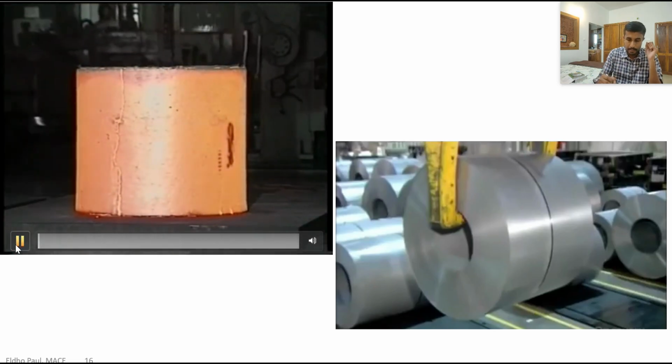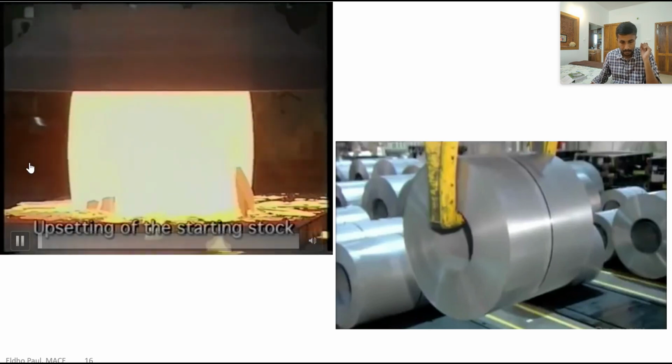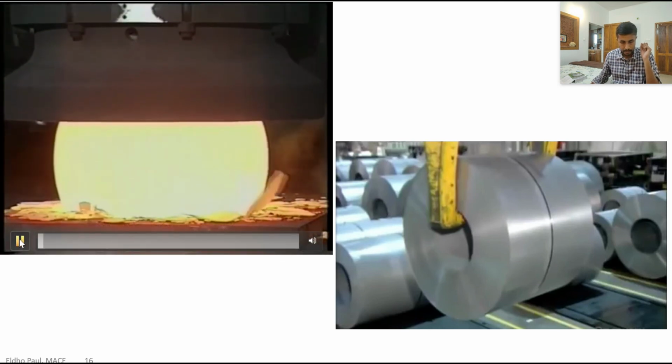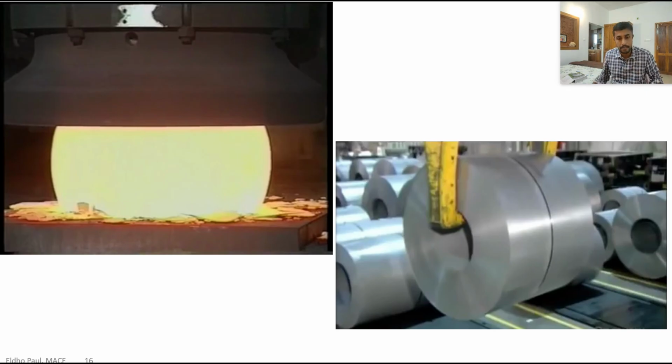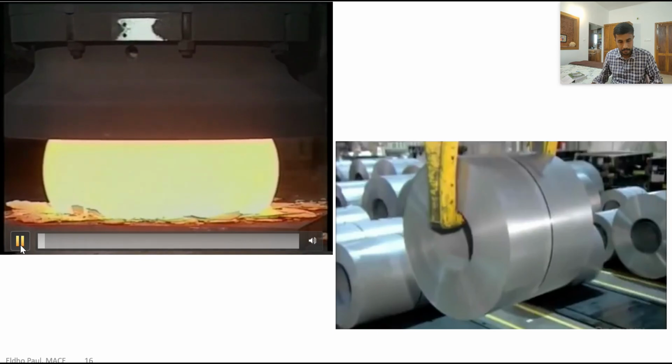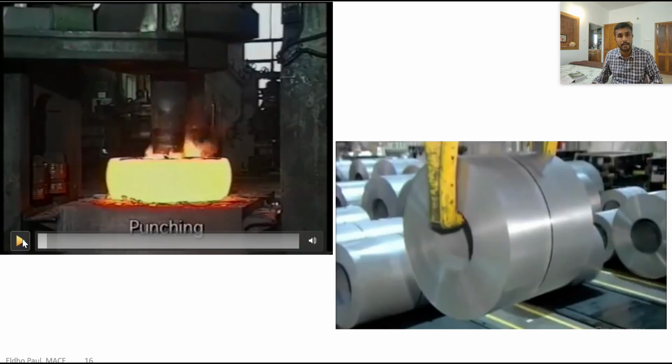See this. It's an upsetting process. The initial workpiece was a particular height. We apply a compressive force using a press, so that it will reduce the height of the workpiece. This process is called the upsetting process. It's a type of forging process. And this is the punching operation to produce the hole inside of that material.